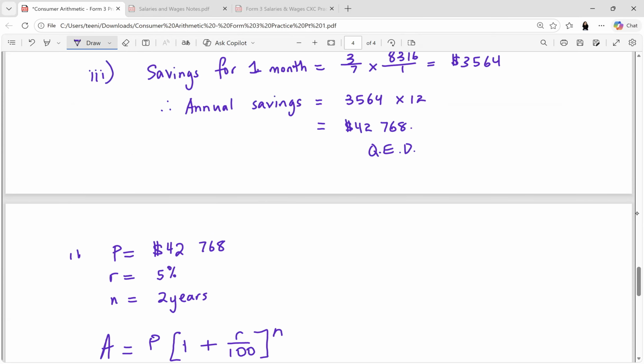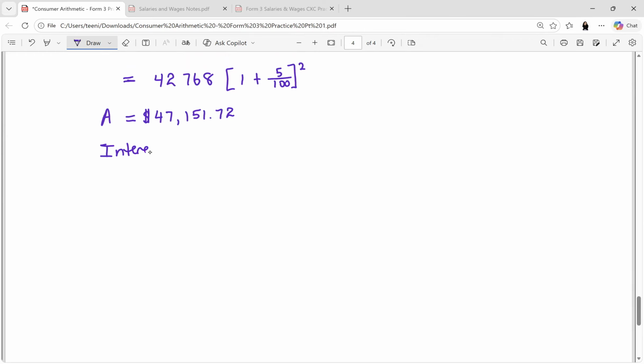So in order to find the total interest, like Matthias just told us, the interest will be equal to the amount minus the principal. In this case, the amount is $47,151.72. Take away the principal, which is $42,768. So we're taking away now 42768, and you'll get $4,383.72. So there you go.